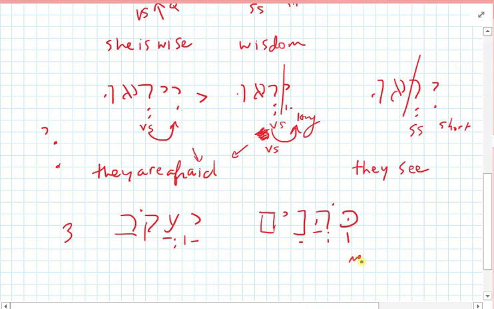Is that the same with the siluk? If we had a siluk, does it go on? Exactly, same with the siluk, okay? Yep.